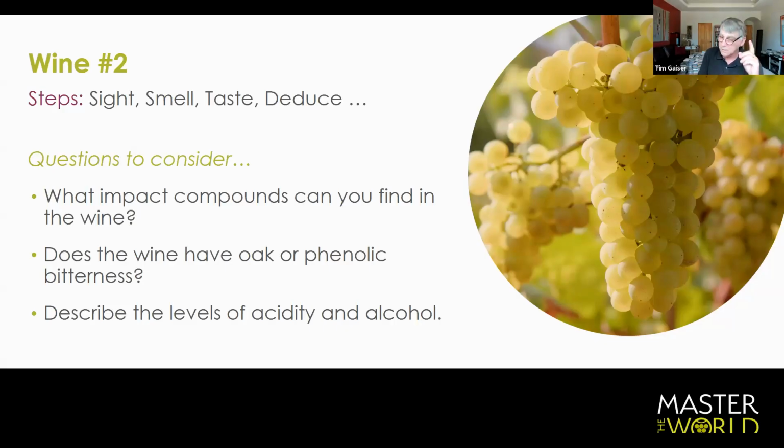Same questions. Check out the impact compounds. Does the wine have oak or phenolic bitterness? The Riesling had neither, by the way. And describe the levels of acidity and alcohol. Here we go. Okay? All right, on the nose.